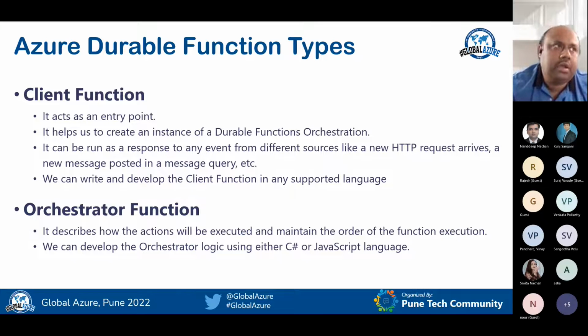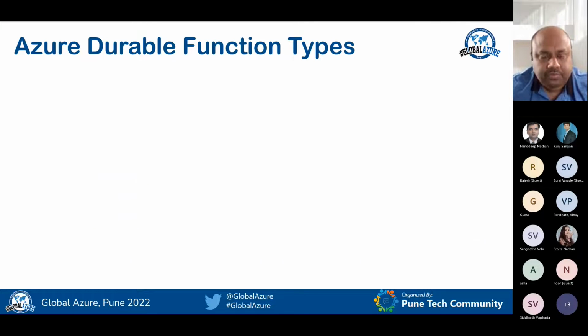If there are inputs and outputs that depend on each other, then if the output value is true, this function needs to be called. If the output is false, then that function needs to be called. That business logic also needs to be implemented in the orchestration function. And right now, these functions can be developed using either C# or JavaScript. F#, Python or PowerShell scripts are not supported for orchestration functions.